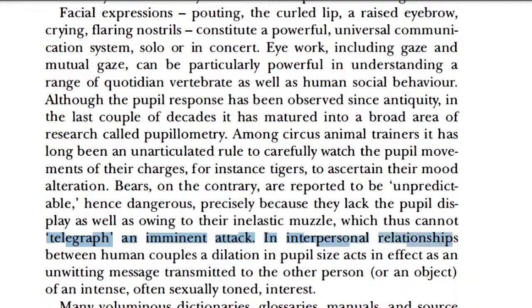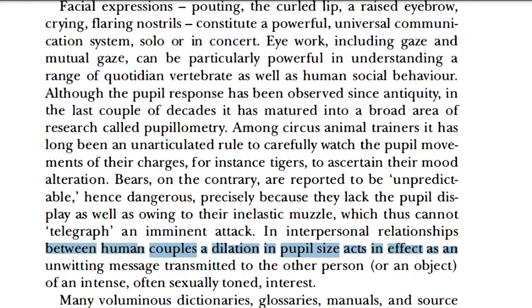It's interpersonal relationships between human couples. A dilation in pupil size acts, in effect, as an unwitting message transmitted to the other person or an object of an intense, often sexually toned, interest.